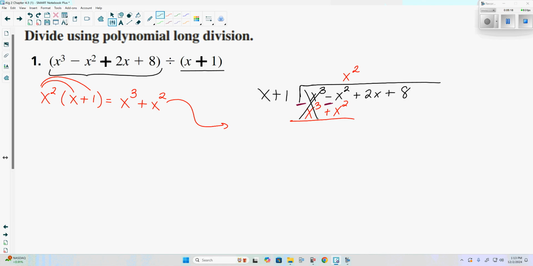Then we go through and subtract through the rest of it. Negative x squared minus x squared. Negative 1 minus 1 is negative 2. And we still have our x squared term. Questions on what we've done so far? We're almost done with the first step.